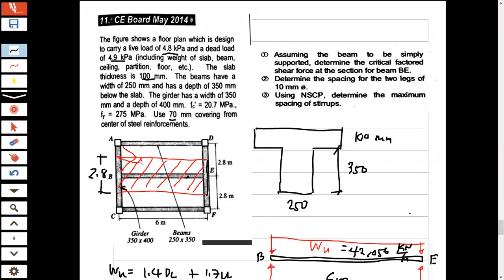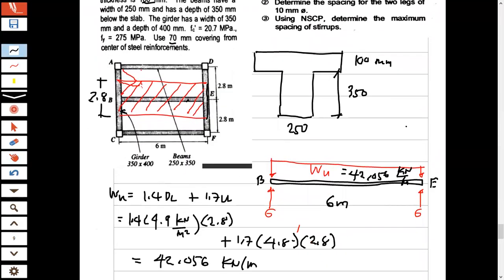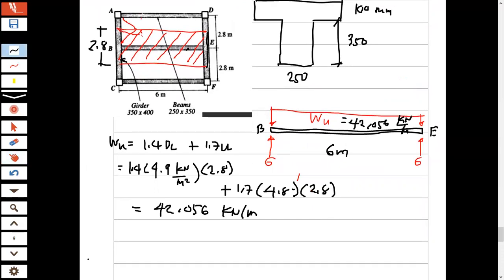Now what's the question? First question. Determine the critical factored shear force. So what is VU? VU lang tinatanong. VU is just equal to R minus WU times d. Or R is just equal to itong WU na 42.056 kilonewton per meter, multiply mo sa 6 meters, total load na siya. Divide mo ng 2, reaction na siya.